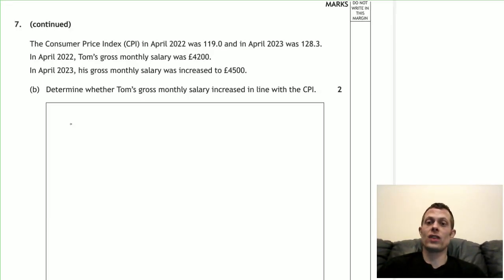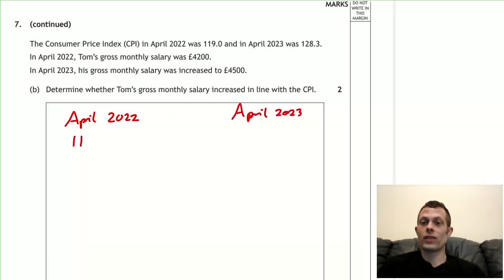And the question is, has his salary increased in line with inflation? In other words, is it keeping up, or his pay increase is keeping up with things getting more expensive to buy? So let's make a little table with the information so we can understand what's going on. April 2022, April 2023. Let's look at the inflation index. Goes up from 119.0 to 128.3.